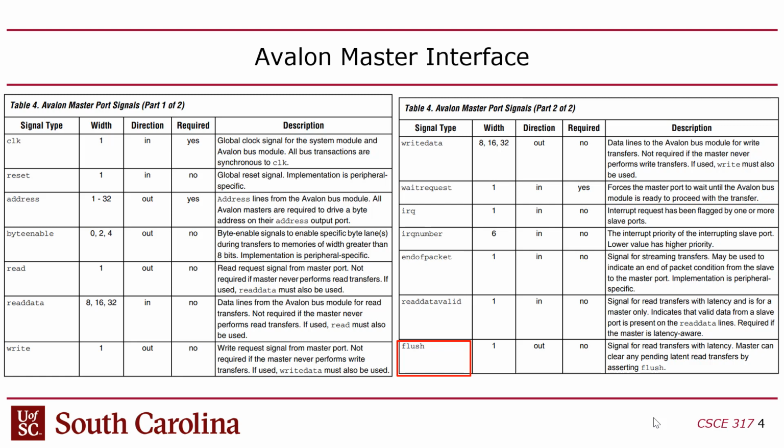So wait request is used for the slave to indicate to the bus controller, or the bus module, I should say, that it needs more time to complete the read. By default, the Avalon reads are assumed to be a 1 cycle latency. So if I send you an address, I'm expecting the data back in the next cycle. But if the slave isn't that fast, it can't provide the data in 1 cycle, then it can issue this wait request.